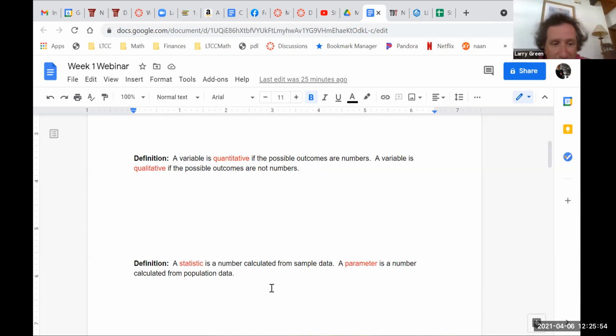So again, parameters are for the population, statistics are for the sample. And I want to let you know that typically you can't get a parameter. What you can do is guess at a parameter, estimate a parameter, but usually you can't actually know the parameter. You can just talk about it. So if I asked you, what is the average age of all Americans? You'll never know exactly. Does that make sense?